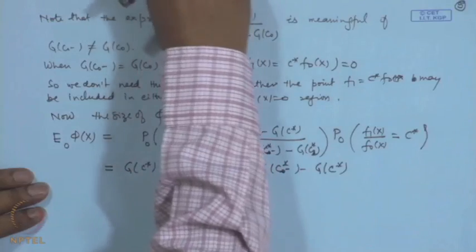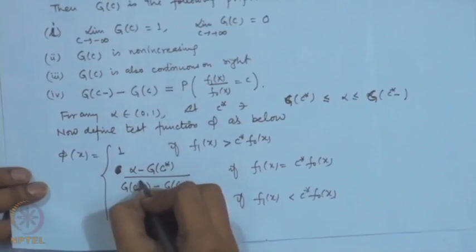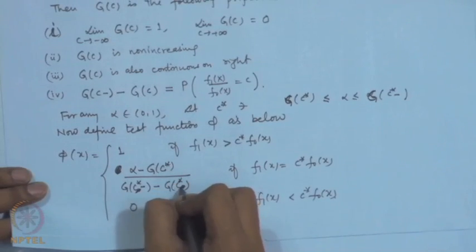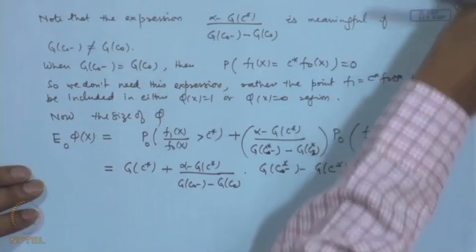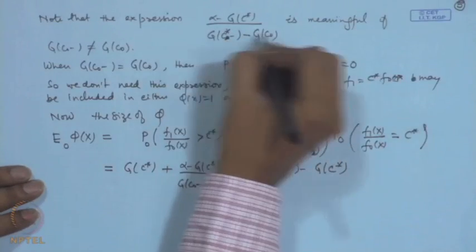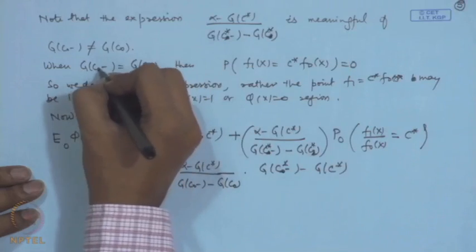So, there is a mistake here. This should be star, this is a star. Similarly, this should be star, this should be star here.